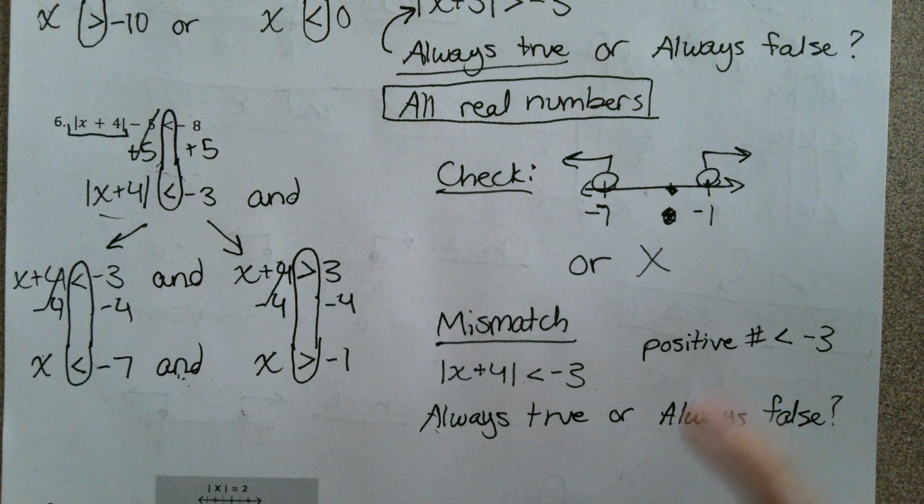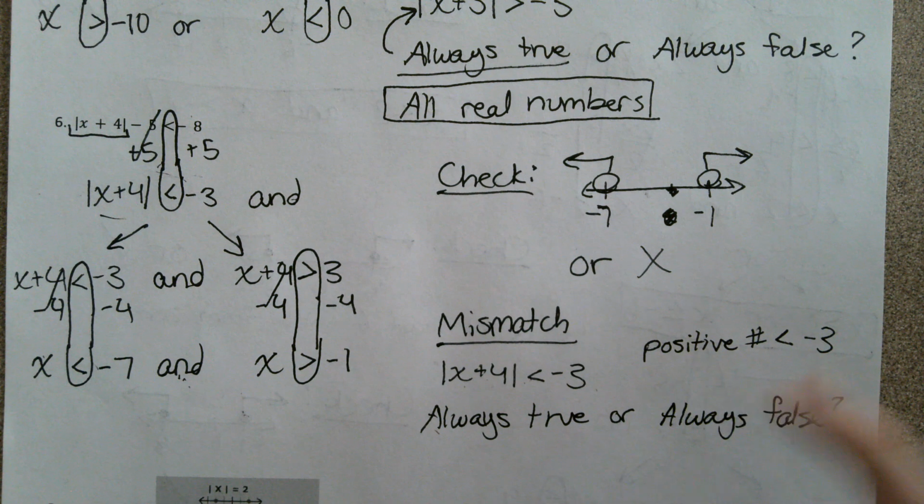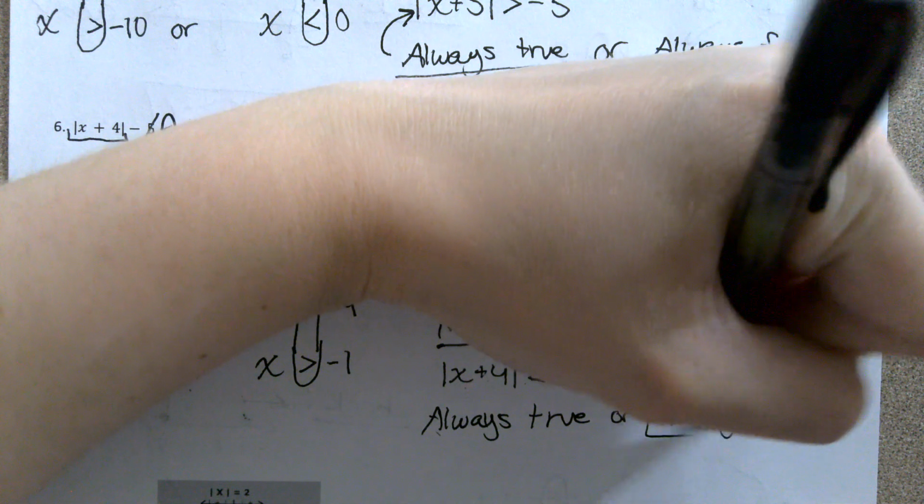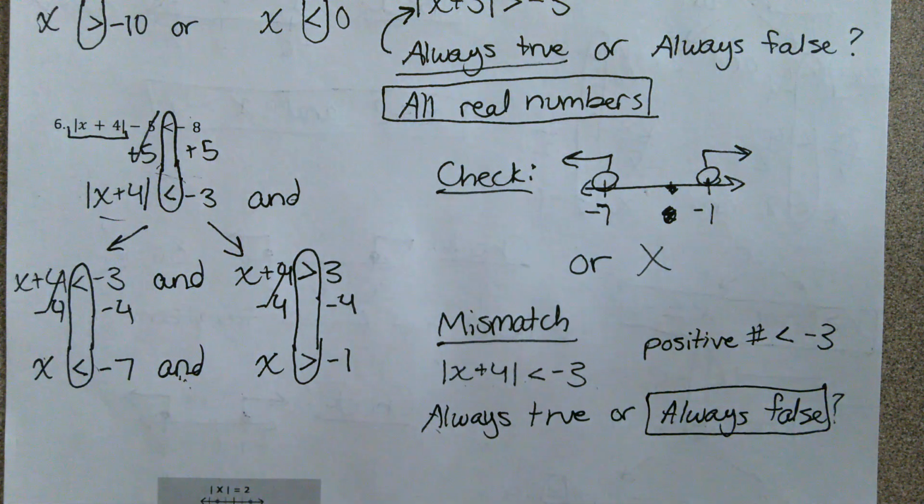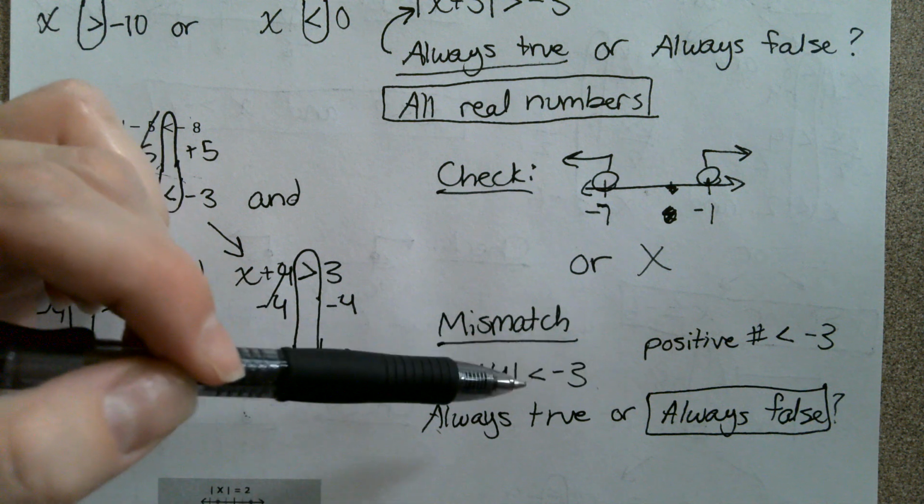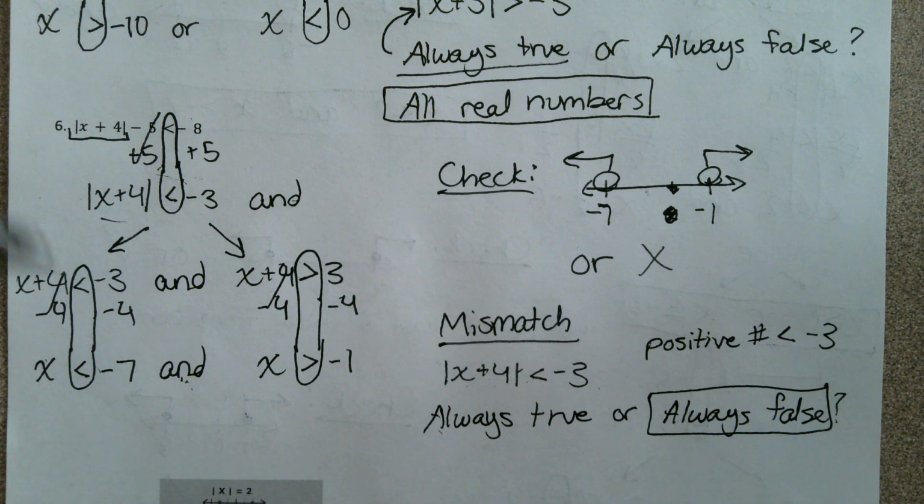Hopefully you look at this and immediately feel like that is incorrect. It is incorrect. This is never going to be true. A positive is always bigger than a negative. So this is always false. Again, if you're not convinced, you could easily put a number in here. You could put a 0 in here. You would get 4 is less than negative 3, which is not true. So that's something you want to do. Feel free to do it.